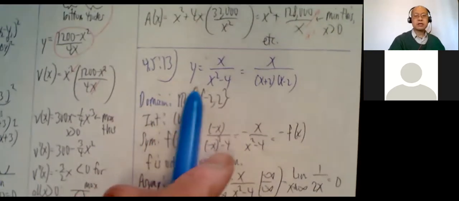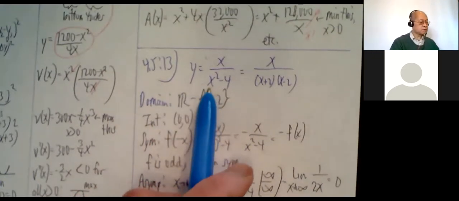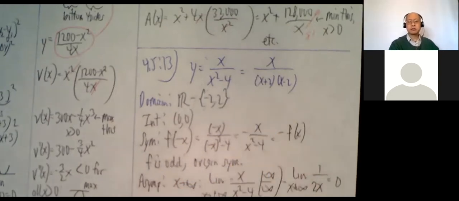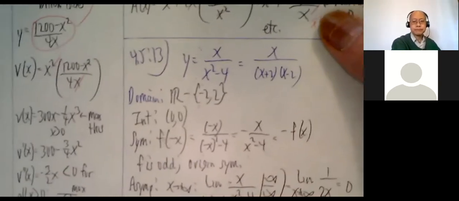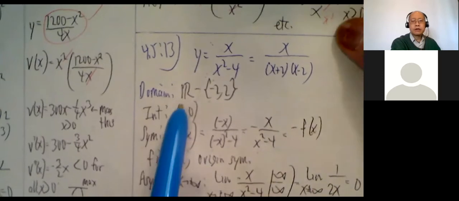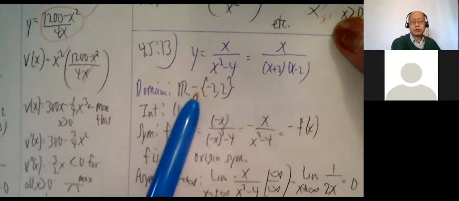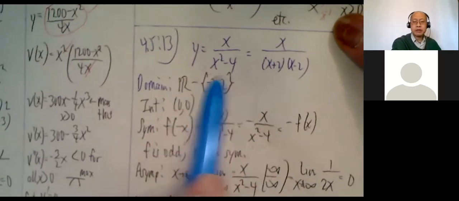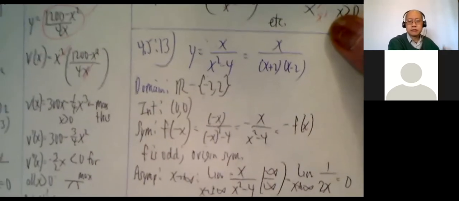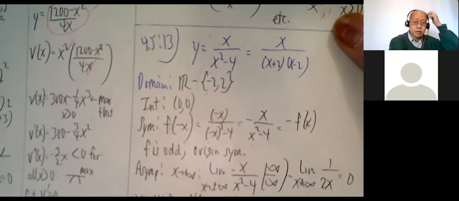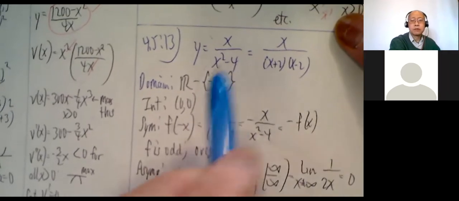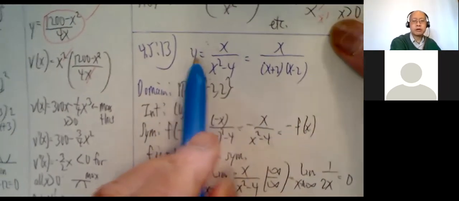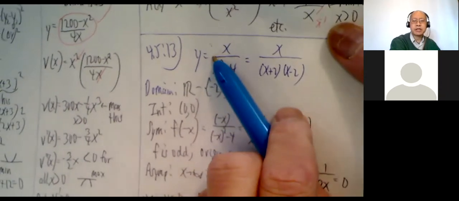Okay, y equals x over x squared minus 4, which factors into x over x plus 2 times x minus 2. All right, domain, all real numbers minus the set consisting of negative 2 and positive 2. Can't plug in negative 2, can't plug in positive 2. Intercept, origin, plug in 0, you get 0. If y equals 0, again, that means the top is 0. How do you make the top 0? 0.